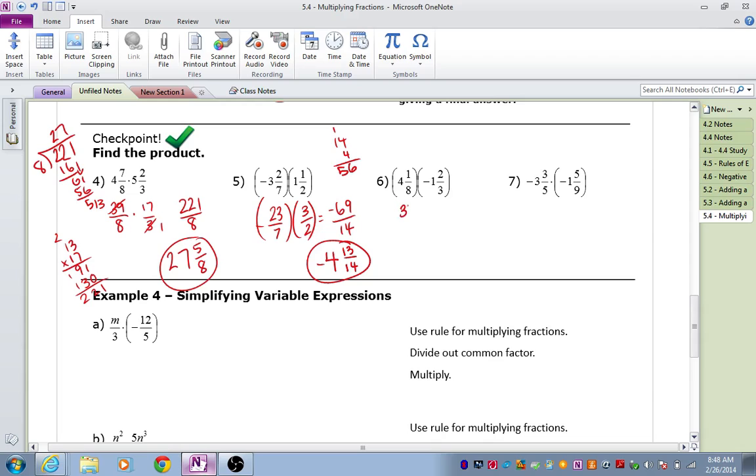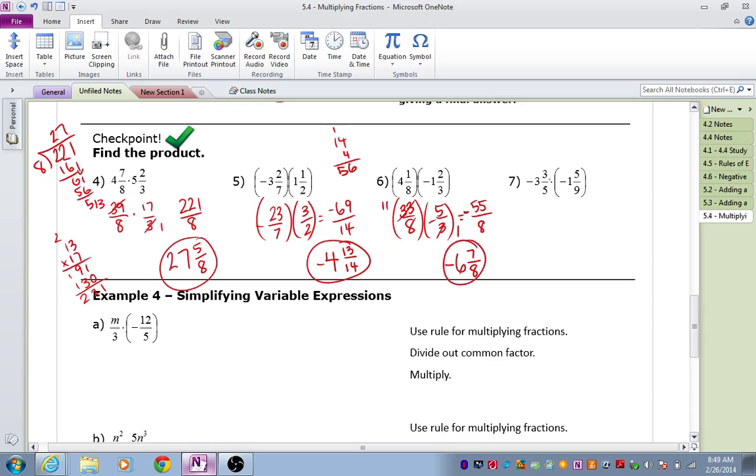This would be 33 over 8. This is 5/3. 3 goes into 3 once. 3 goes into 33 11 times. Okay, that's all we can do. 11 times 5 is 55. 8 times 1 is 8. Remember, it's negative. 8 goes into 55 6 times, which would be 48, which means there would be 7 left over. So negative 6 7/8.